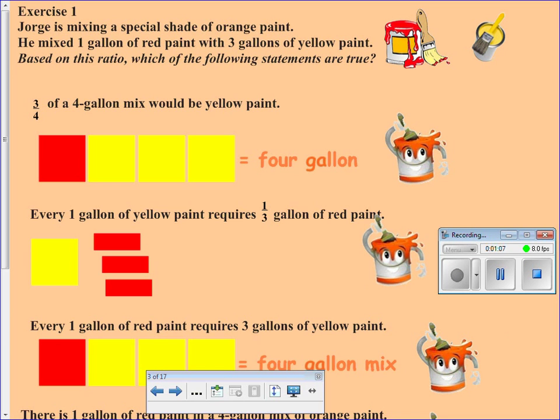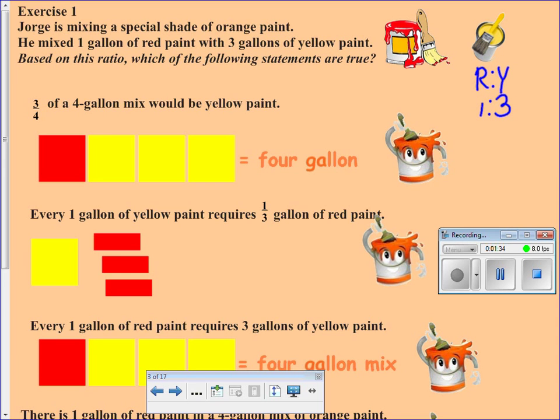Okay, George is mixing a special shade of orange paint. I guess getting ready for Halloween. I don't know why else we want orange. But anyway, he mixed 1 gallon of red paint with 3 gallons of yellow paint. So what is the ratio here? Let's start from the beginning. What's the gist? What are the two things being compared? A gallon of red paint and 3 gallons of yellow paint. So we're comparing red to yellow, and the ratio is 1 to 3.